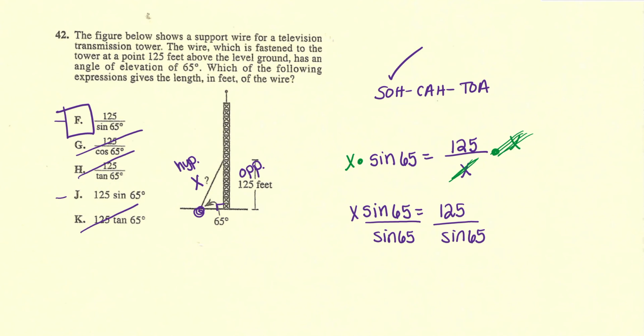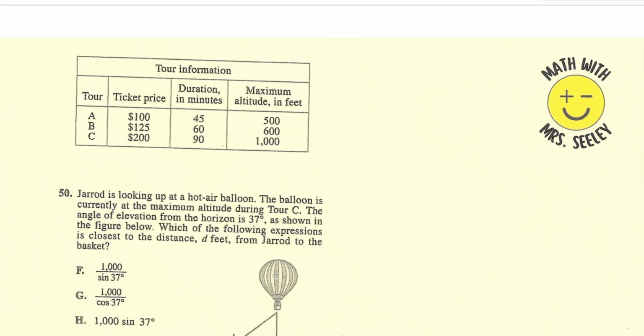Okay, let's take a look at the next one. Number 50. It says Jared is looking up at a hot air balloon. The balloon is currently at the maximum altitude during tour C. The angle of elevation, so this angle that's looking up, is 37 degrees. And they want to know the value of D, Jared to the basket. So we need to get another side, but if we look real carefully, it says the balloon is at the maximum height for tour C. If I come up here, maximum altitude or height for tour C is 1,000. So I know that side is 1,000.